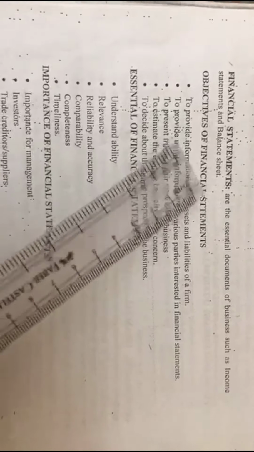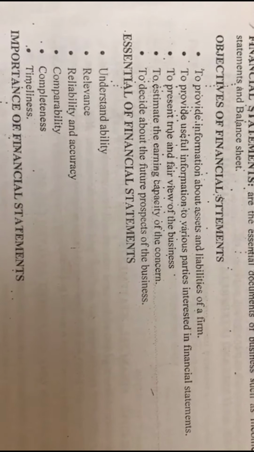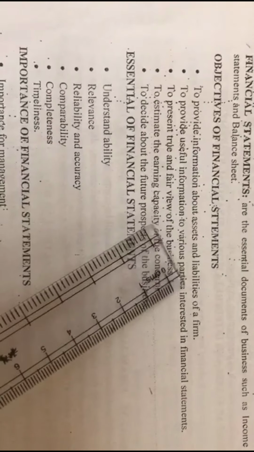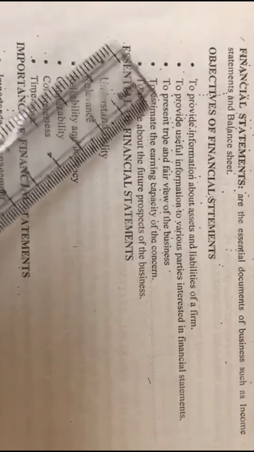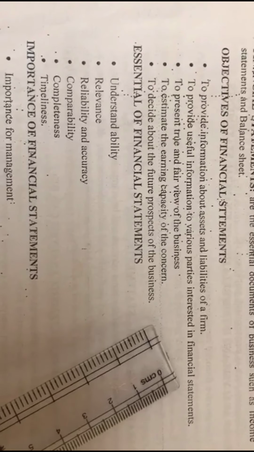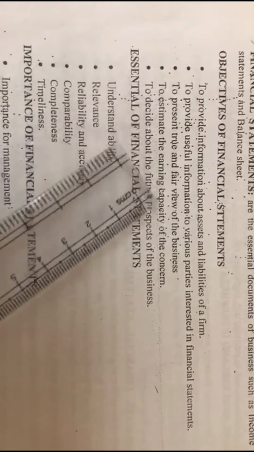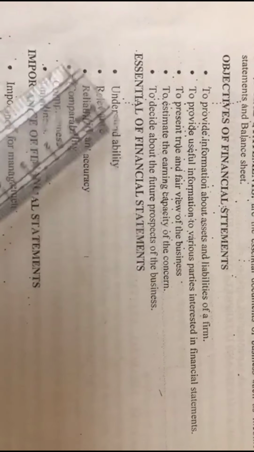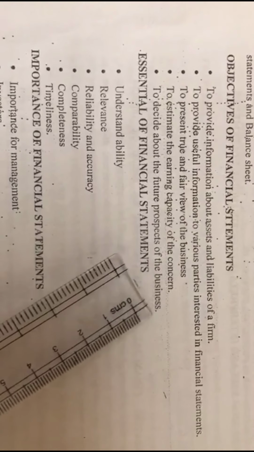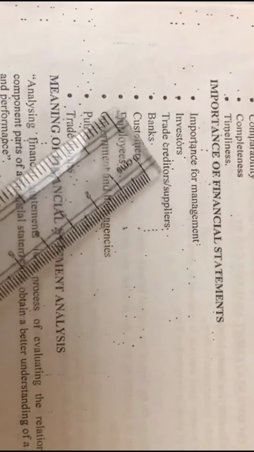So what are the objectives of these financial statements? The first and foremost objective is that it provides information about the assets and liabilities of the firm. It provides useful information to various parties interested in knowing about the financial statements, to present a true and fair view of the business, to estimate the earning capacity of the concern, and to decide about the future prospects of the business.